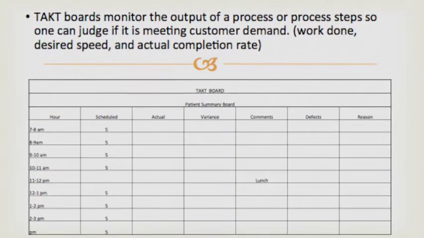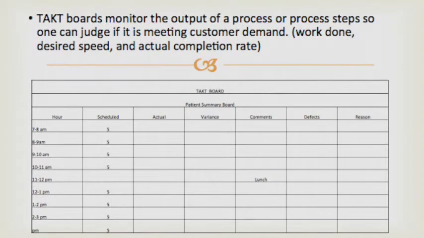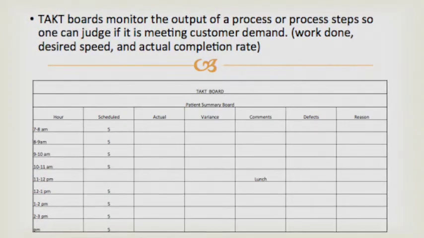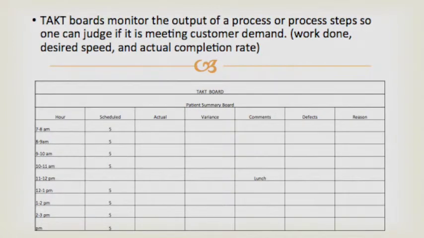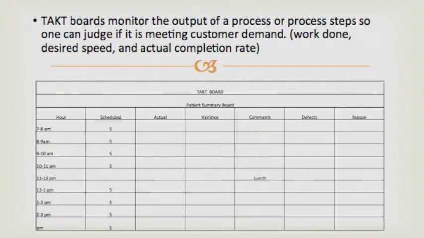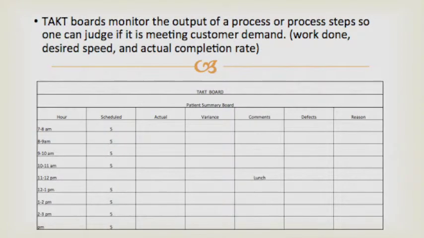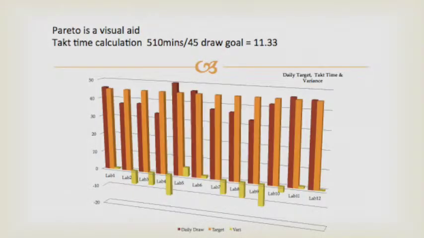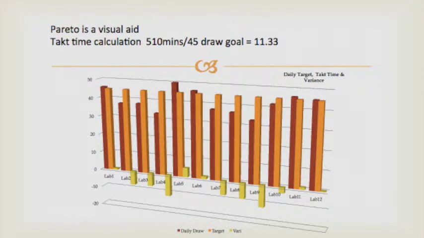Let's talk about what takt time means. Takt time is to determine the next task for process improvement. Practitioners look into the process and adjust the processing time for activities so that the organization can meet the customer demand. The Pareto chart. Pareto chart is a visual aid to chart our daily target between labs.